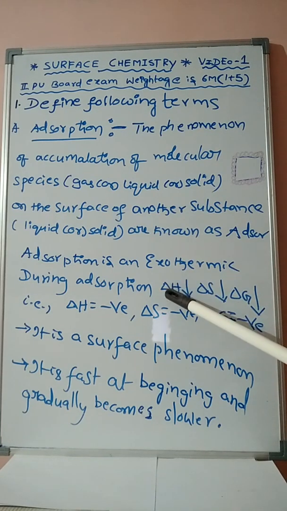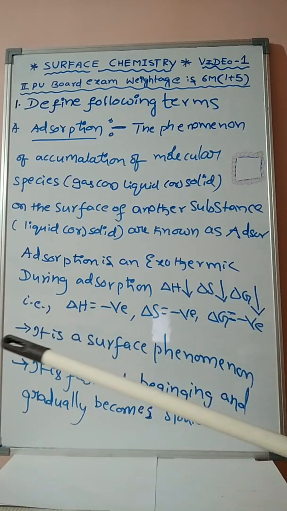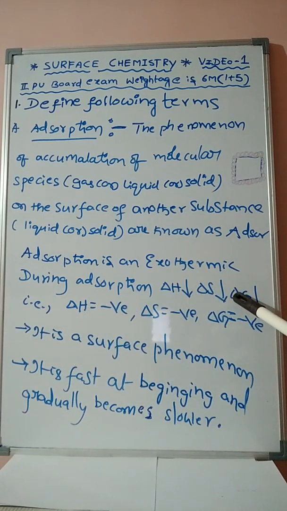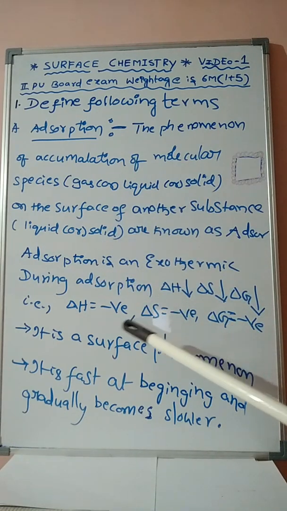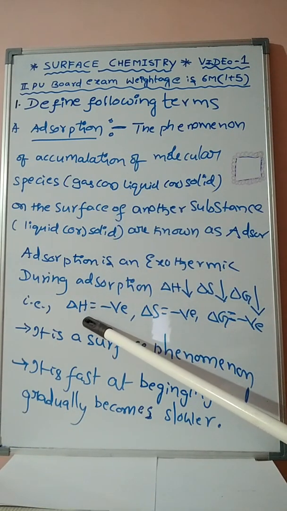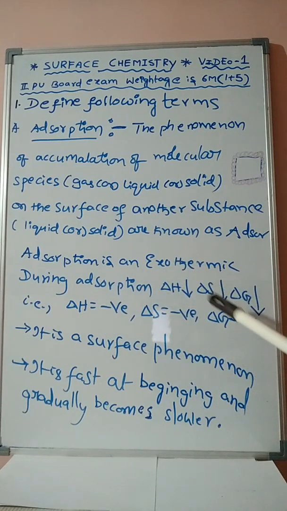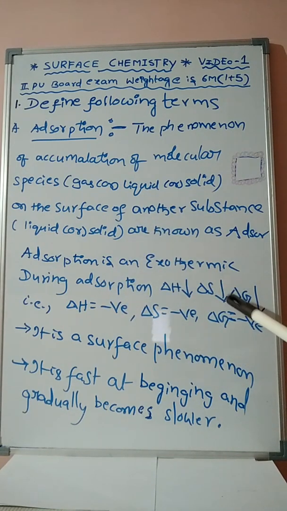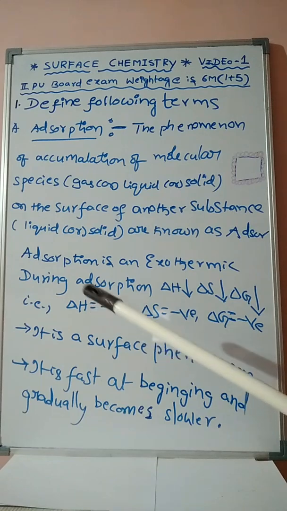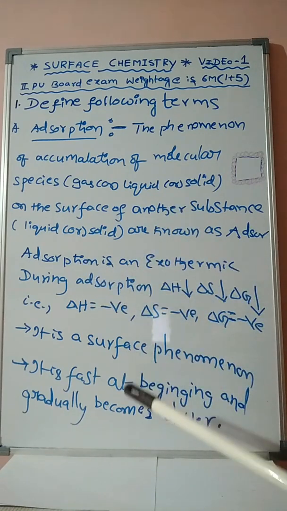If delta H is negative and delta S is negative, according to thermodynamics, by using the equation delta G equals delta H minus T delta S, delta G will be negative. Right, student? From our board point of view, they will ask: what are the values of change in enthalpy, change in entropy, change in free energy during the adsorption process? A 1-mark question, directly: delta H, delta S, delta G are all negative only. Okay, students? Right. Next one.